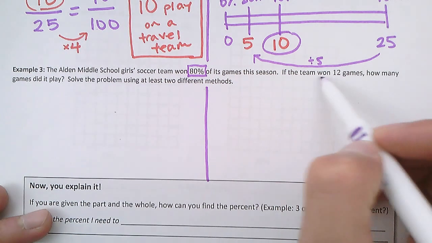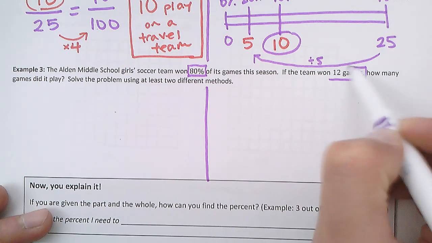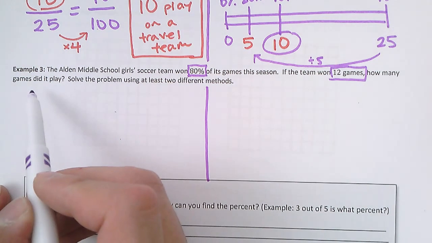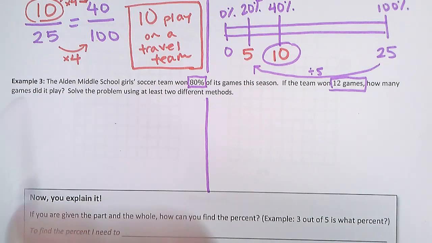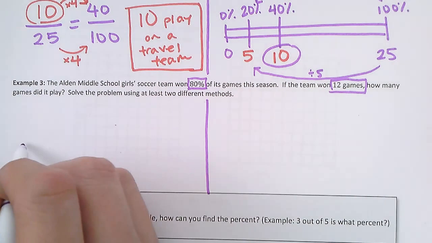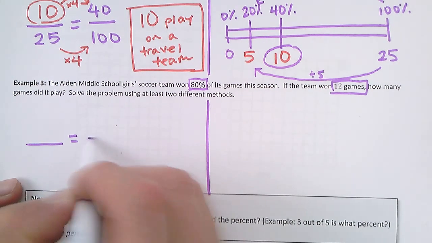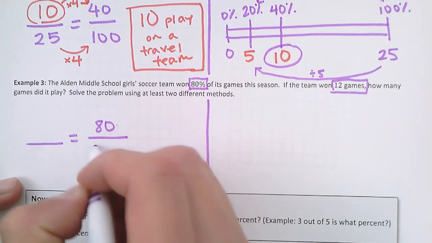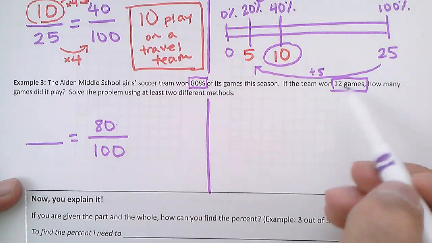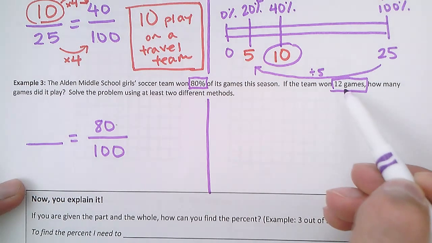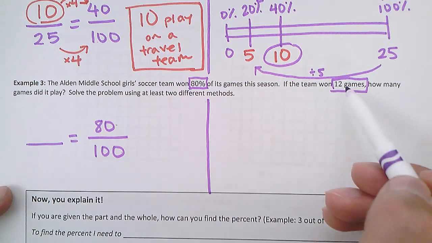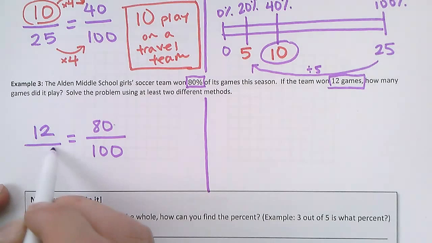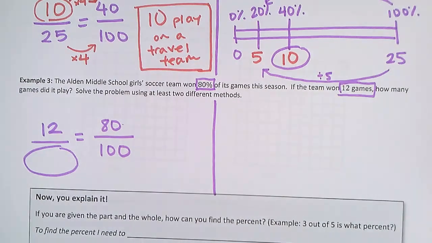So it's telling us what part of the games they won, and we're trying to find how many games they played altogether. We're trying to find the whole, or the total. So let's set up what we know. They gave us the percent, which was 80. And 12 games. They won 12 games out of the total, or the whole. So we're going to put 12 as the part, and we're trying to figure out what's the whole.